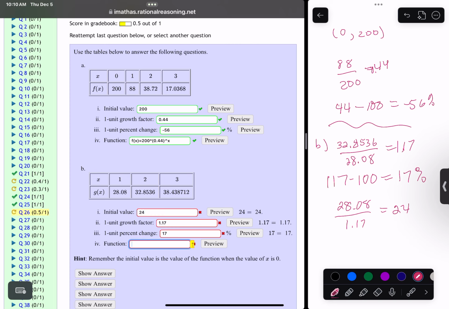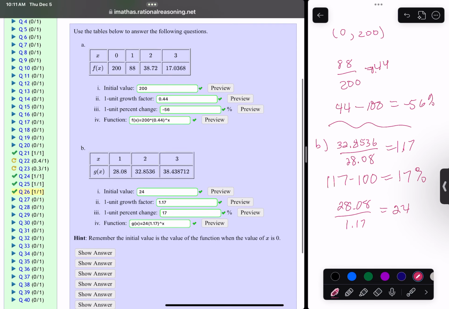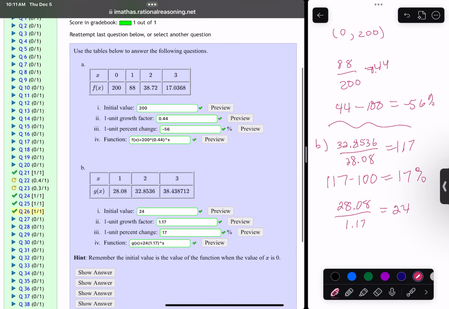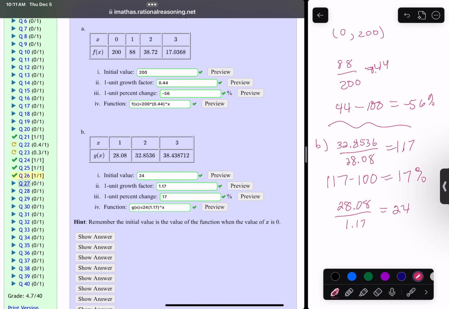So now we know our function. So our function, this time the chart says to label it as g. So g of x equals our starting value 24 times 1.17 to a power of x. So that is some exponential functions from a table. Question 26. Let's move on to question 27.